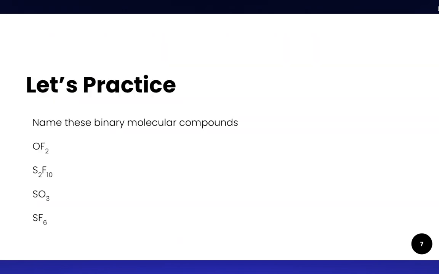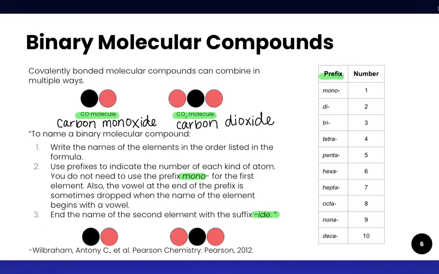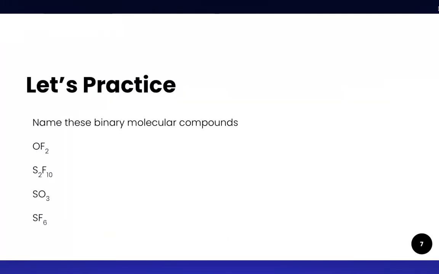You're going to need to have this chart completely copied into your notes because it's going to be just as important as the common polyatomic ions. So take a moment right now to just copy down these prefixes in your notes, and then we're going to practice over here. Okay, so let's name these binary molecular compounds.